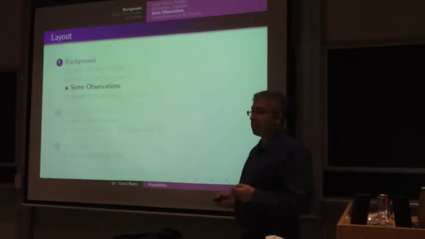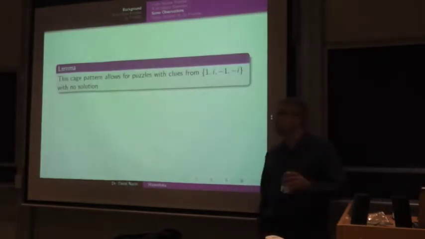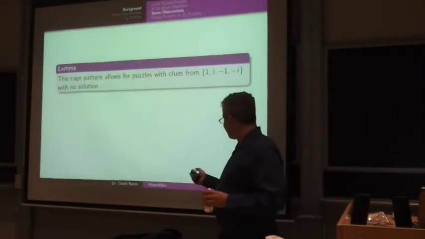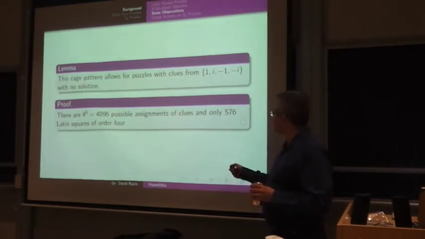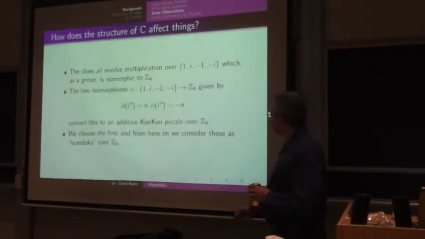Some immediate observations: there are definitely going to be some puzzles that have no solutions at all. And this is easy, it's just a size argument. There are 4,096 possible assignments of the clues, and there are just not enough solutions to go around. So there are going to be some puzzles with no solutions.